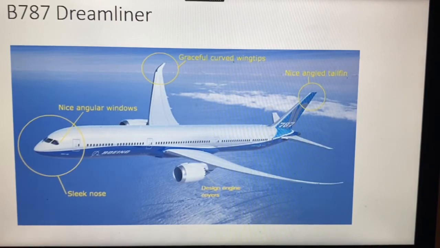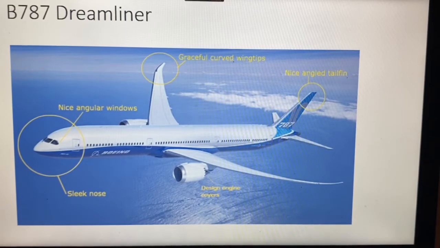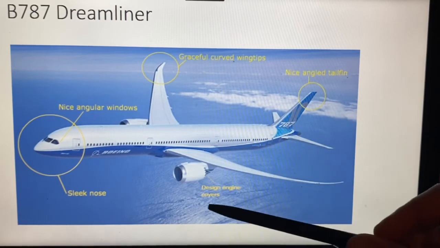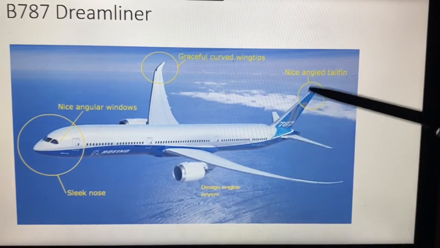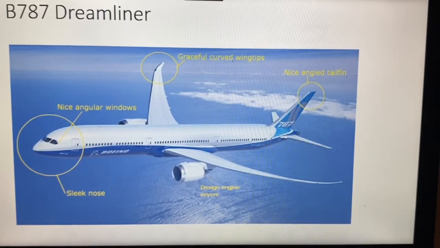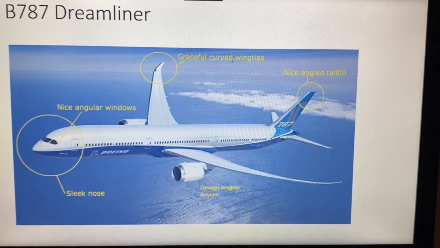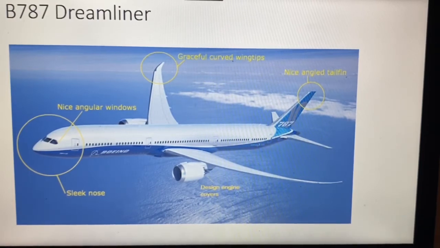When you see a 787 in mid-flight, generally you can see graceful curved wing tips, and the wings are a little bit more flexible, going upwards and downwards. The engine covers usually have this little curved edge design at the end, and then the tail is a nice angular tail fin. It's not the broad Airbus one, it's a very angular Boeing tail, so those little things should tell you the difference between a 787 and an Airbus A350.